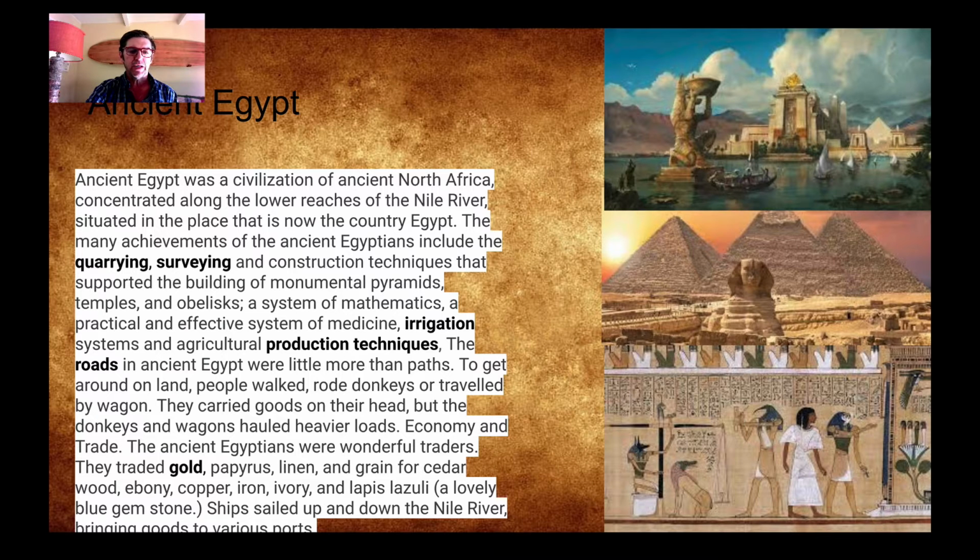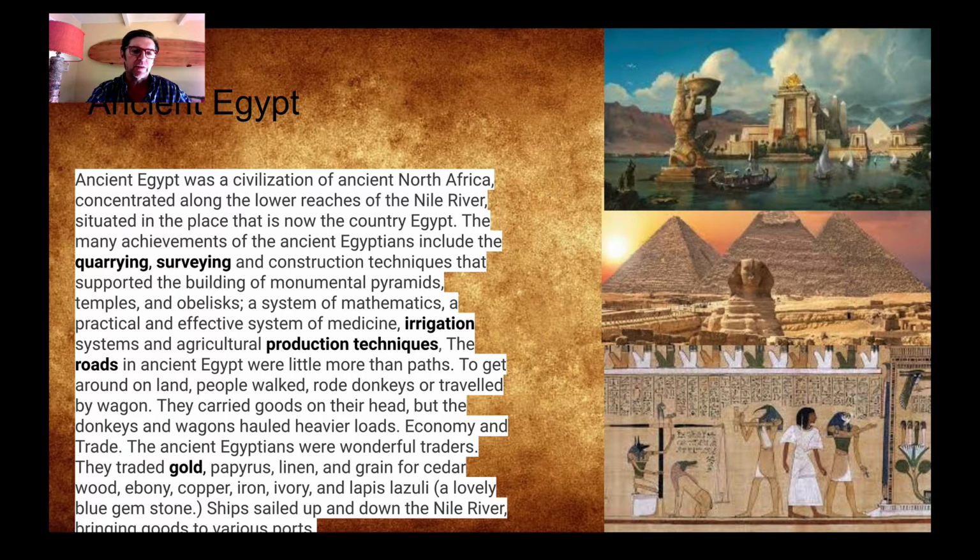techniques. The roads in ancient Egypt were little more than paths to get around on land. People walked, rode donkeys, or traveled by wagon. They carried goods on their head, but the donkeys and wagons hauled heavier loads. Economy and trade. The ancient Egyptians were wonderful traders. They traded gold, papyrus, linen, and grain for cedar, wood, ebony, copper, iron, ivory, and lapis lazuli, a lovely blue gemstone. Ships sailed up and down the Nile River, bringing goods to various ports. Some people believe those ships were able to even reach the Americas.